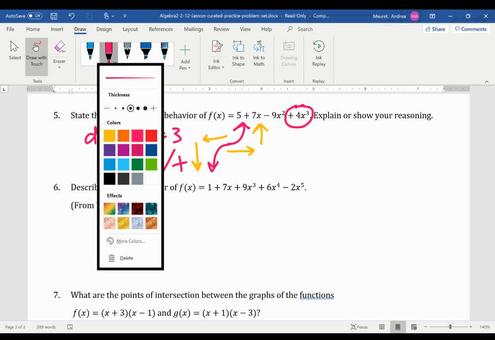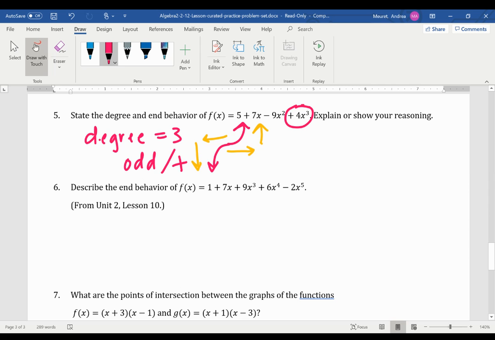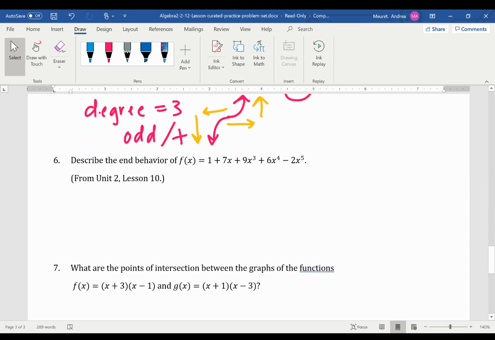Number 6 is a similar problem. It says describe the end behavior of f of x, which equals 1 plus 7x plus 9x to the third plus 6x to the fourth minus 2x to the fifth. Again, we're just looking for the term that has the largest power of x, which is the last one. And so this time the degree is 5, which is also odd.